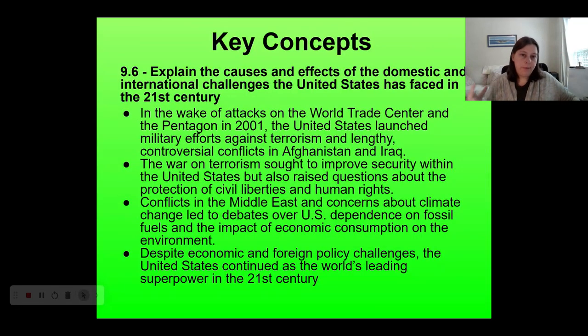Last topic for historical period 9 that we're going to talk about is the causes and effects of what they're generally calling domestic and international challenges in the 21st century, but what really centers around basically 9/11 and the aftermath. This is really the most recent topic that you should be seeing on the test. It is very likely that you will get a multiple choice question that at least references the wars on terror.